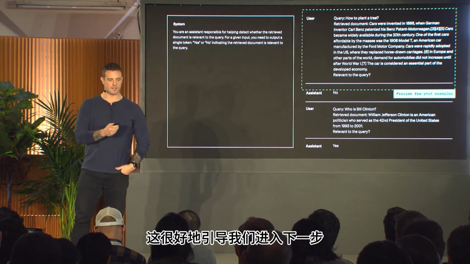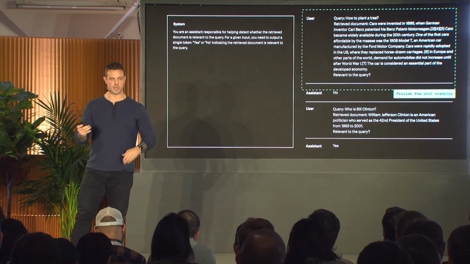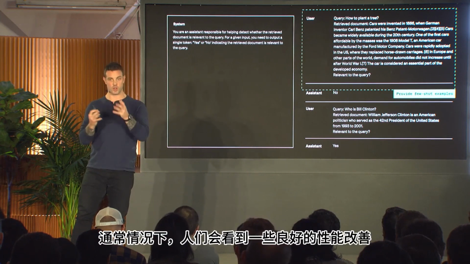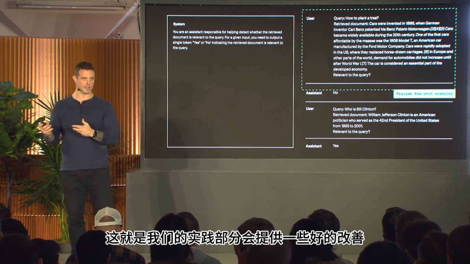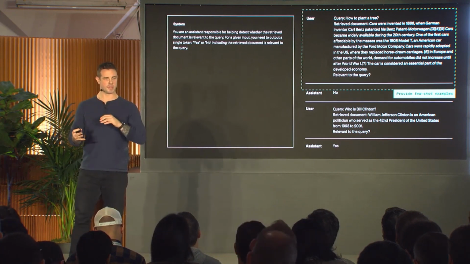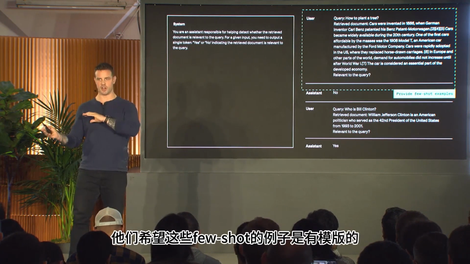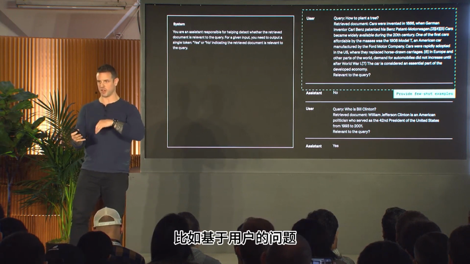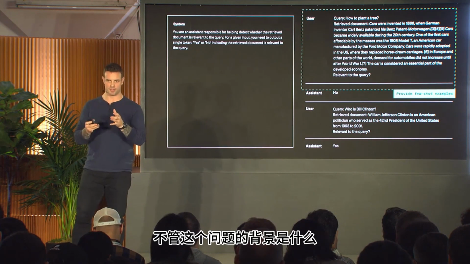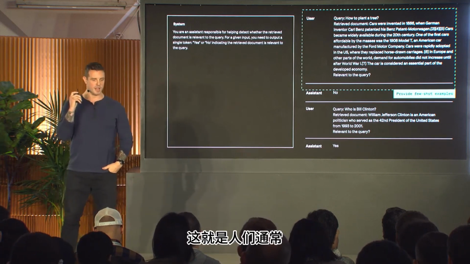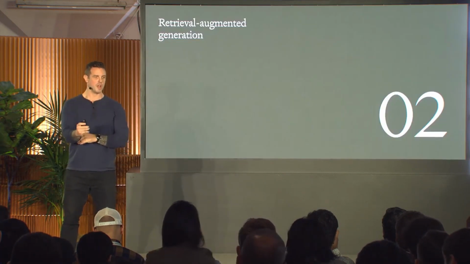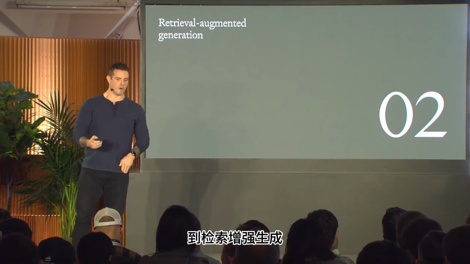This leads us nicely to the next step, which is that folks typically see some good performance improvement. We're going to see in the practical section that that's what gives us some very good lift with the practical tasks that we take on. But they want to industrialize it, and they want those few-shot examples to be contextual, based on a user's question or whatever the context of this particular problem is. And that's where folks typically take few-shot and move on to retrieval augmented generation, or RAG.